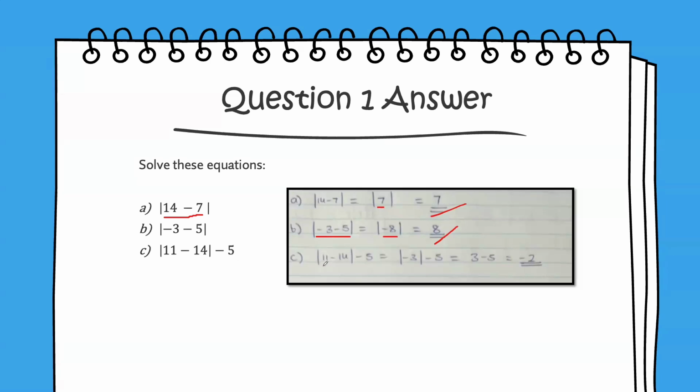And then the third one, we've got 11 minus 14, and then we've got minus 5 at the end. So we take the absolute value of negative 3, which is just 3, and then we also have the negative 5 at the end. So 3 minus 5 gives us negative 2.